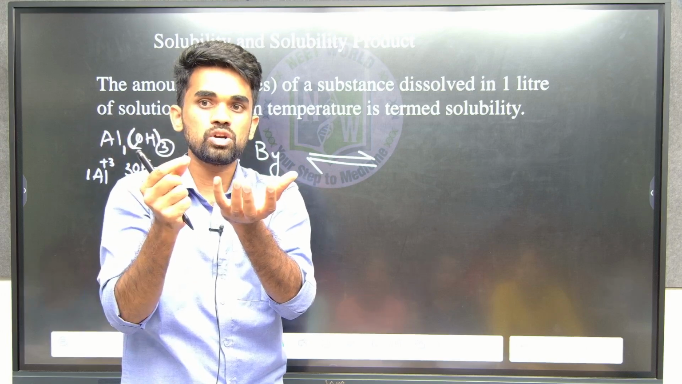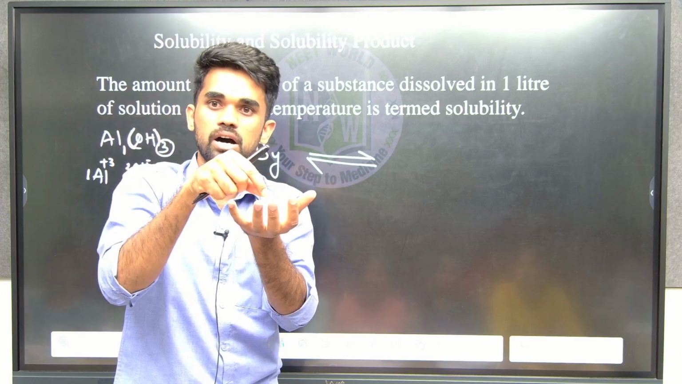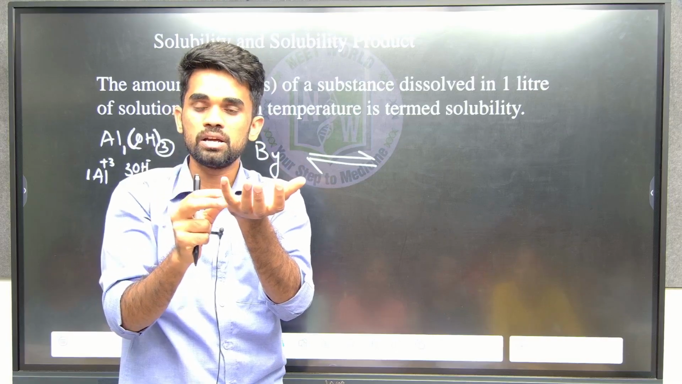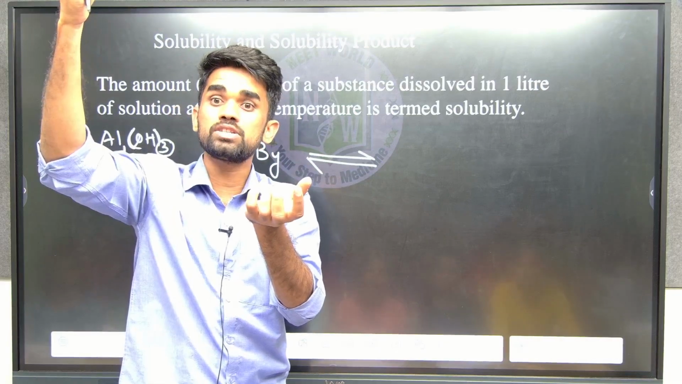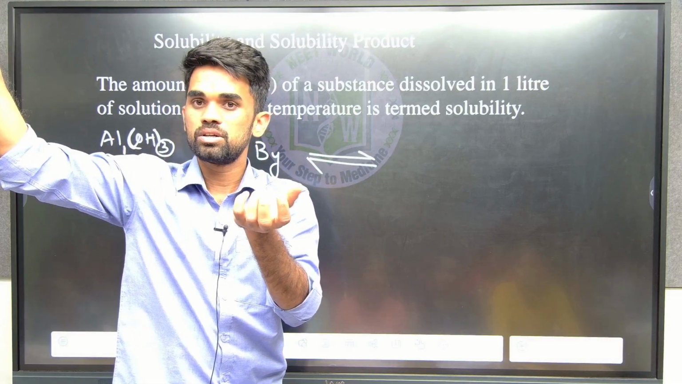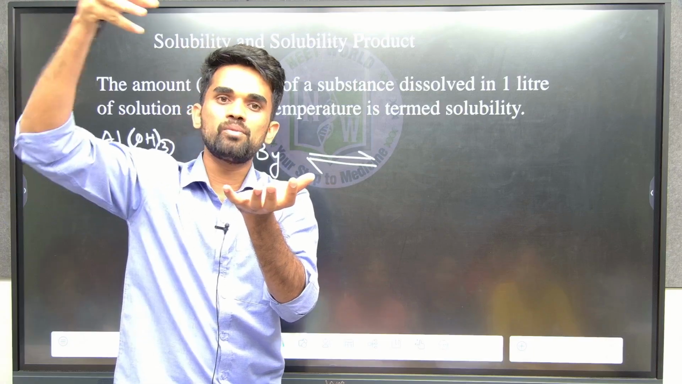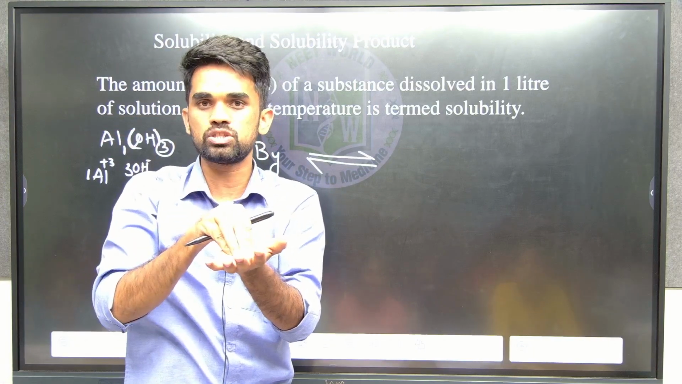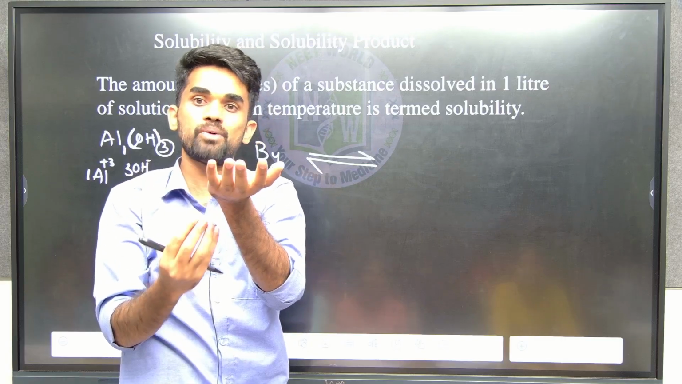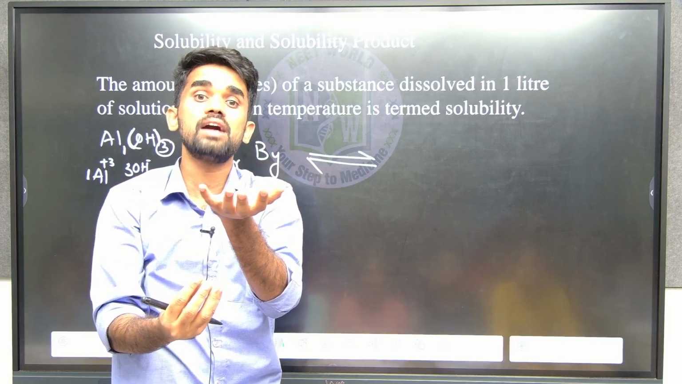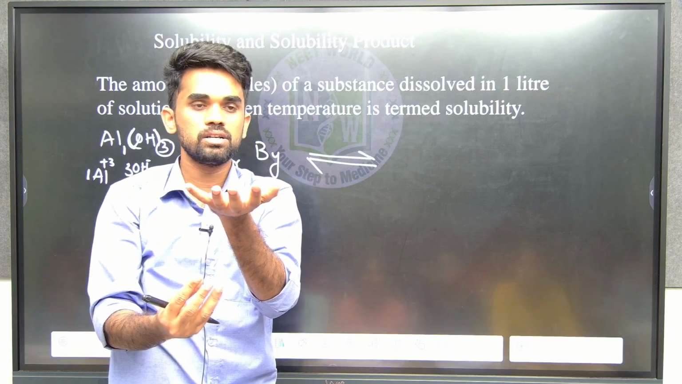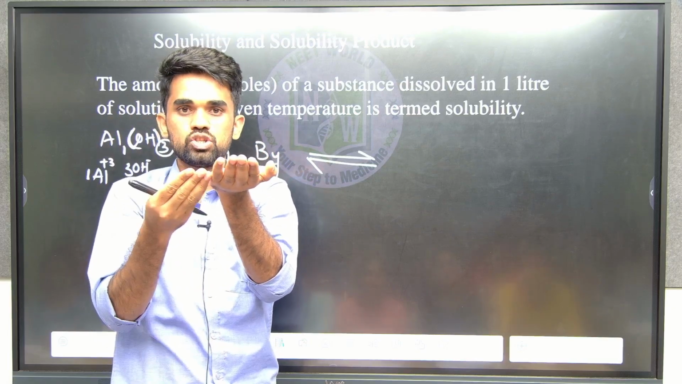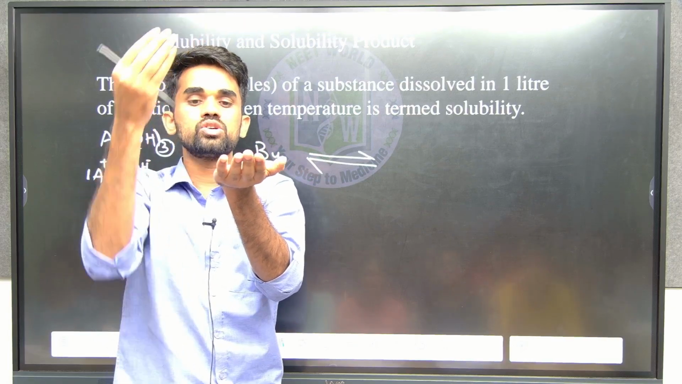The maximum amount of sugar that can be dissolved in the water is called saturated solution. After a saturated solution forms, if you add more sugar, will it dissolve? No, it will remain undissolved. That solution you should call super saturated. The maximum amount of solute that can be dissolved is called saturated solution. Before the saturation point, you should call it unsaturated solution. I told you 3 terms: unsaturated, saturated, super saturated. So saturated means what?